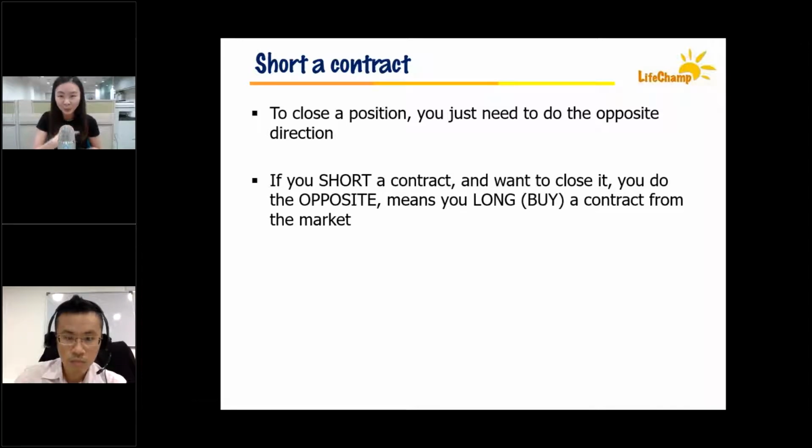So we know how to buy and then sell, but we have no idea how to sell a stock and then buy back a stock at a lower price so that we profit from the lower price. So in futures we can do two ways. We can long a contract and also short a contract.